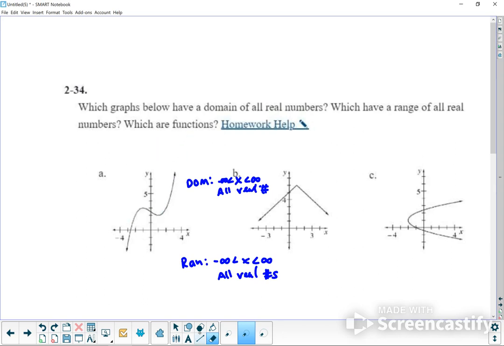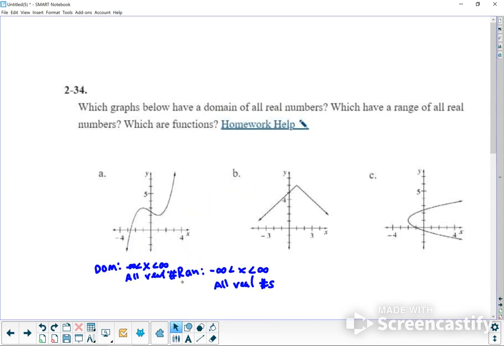Just look at the graph. So domain, range, they're both all real numbers.